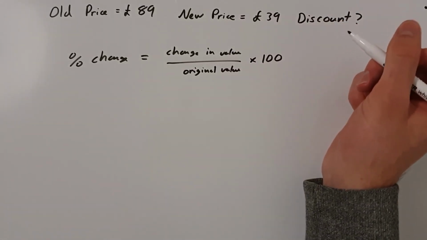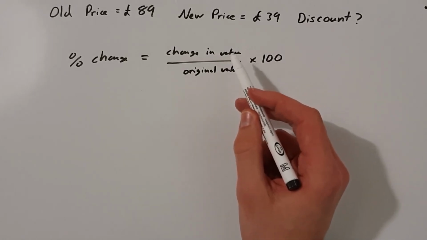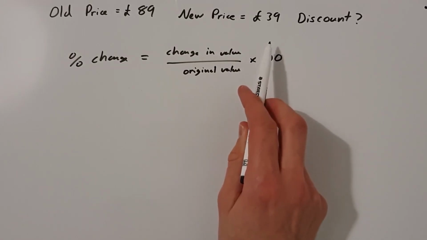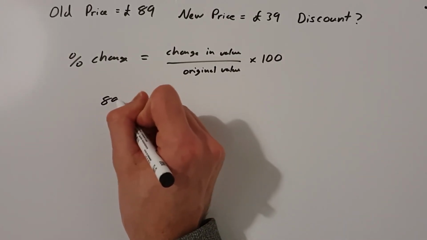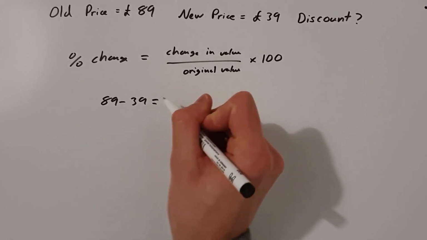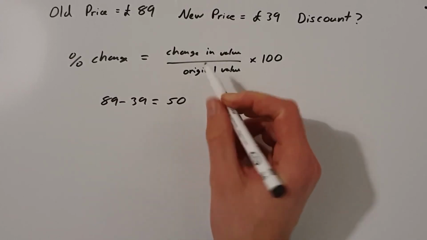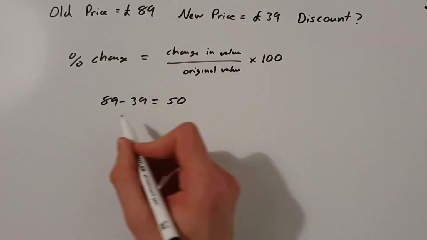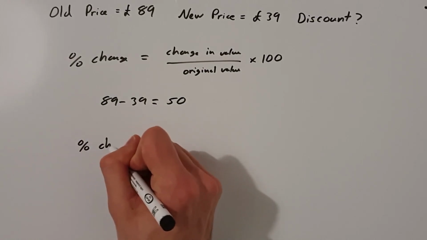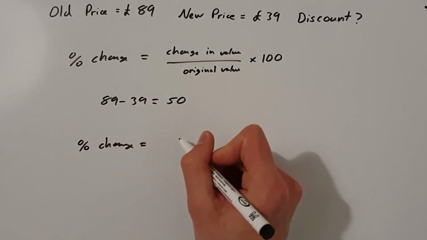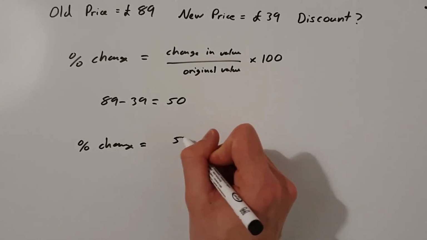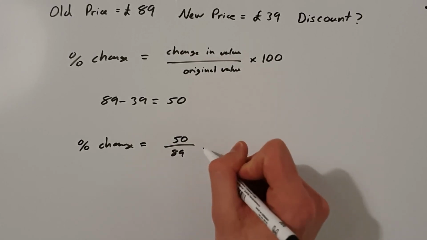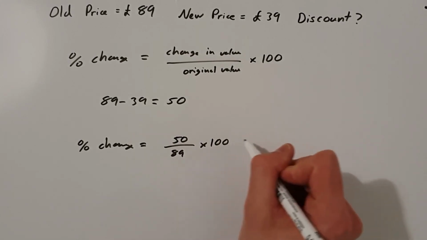Okay, so let's apply this to the problem that we've got here. First of all, we need our change in value. Our old price is 89, our new price is 39. So 89 minus 39 will give us 50. Okay, and we know our original value is 89. So our percentage change is equal to the change in value, 50, divided by the original value, 89, multiplied by 100.